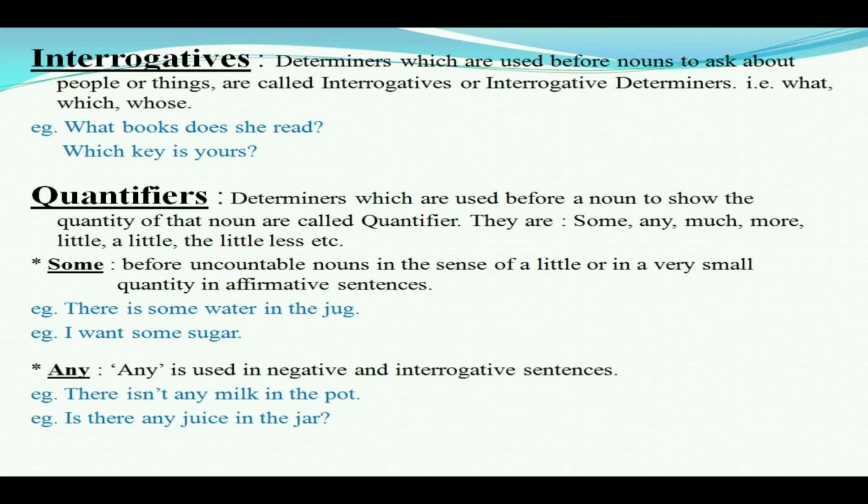Next point is any. Any is used in negative as well as interrogative sentences. For example, there isn't any milk in the pot. Here the sentence is negative, therefore it has been used. Next is interrogative sentence. Is there any juice in the jar? So in both the conditions we use any.